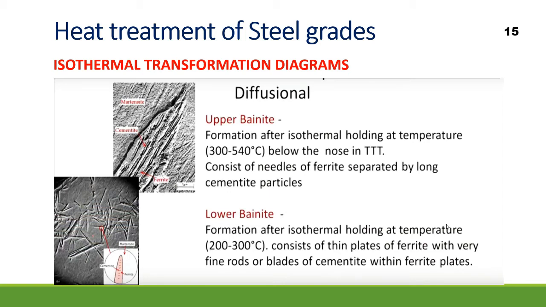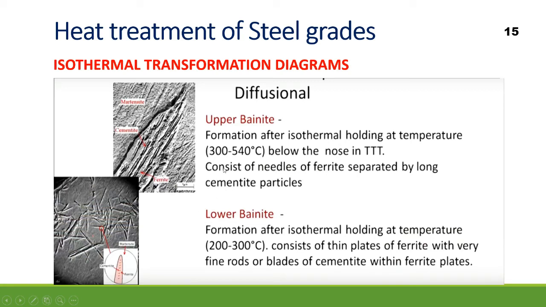Again, bainite is of two types. That is upper bainite, which forms after isothermal holding at a temperature of 300 to 540 degrees Celsius, below the nose of the TTT. I'll show you what the nose of the TTT is. It basically consists of needles of ferrite separated by long cementite particles. I hope you are very much familiar with this microstructure, as we have discussed even earlier. This is the most common kind of bainite that forms. And the other one is lower bainite.